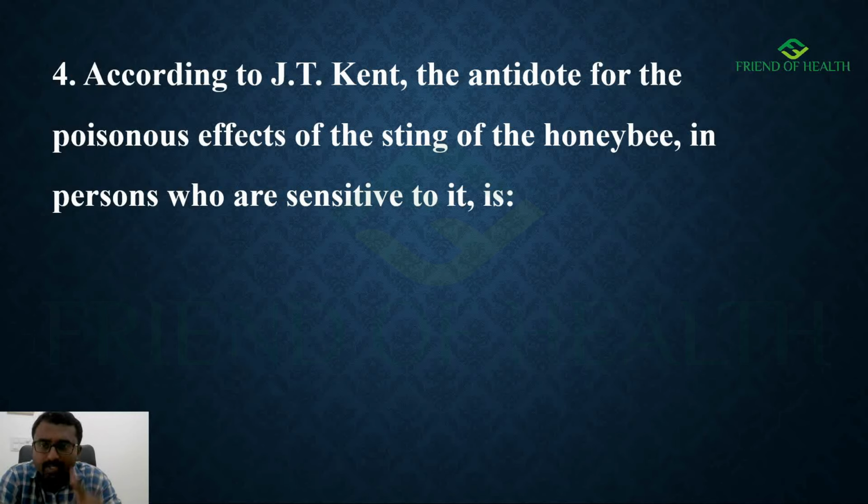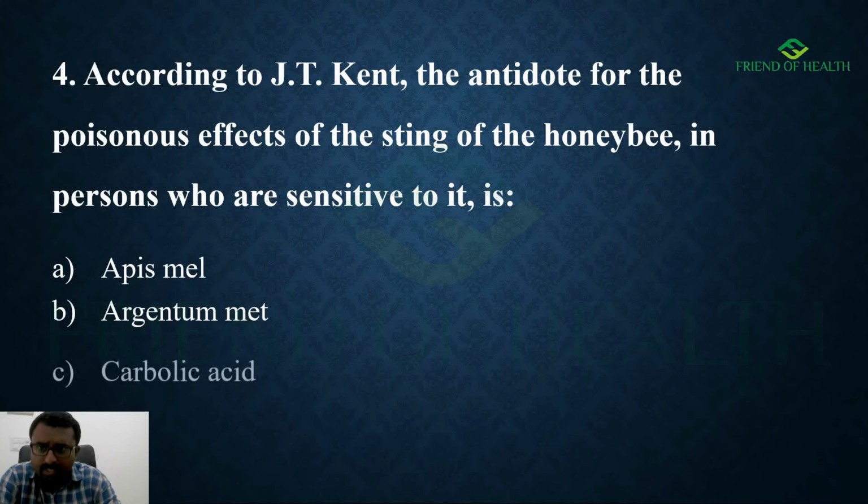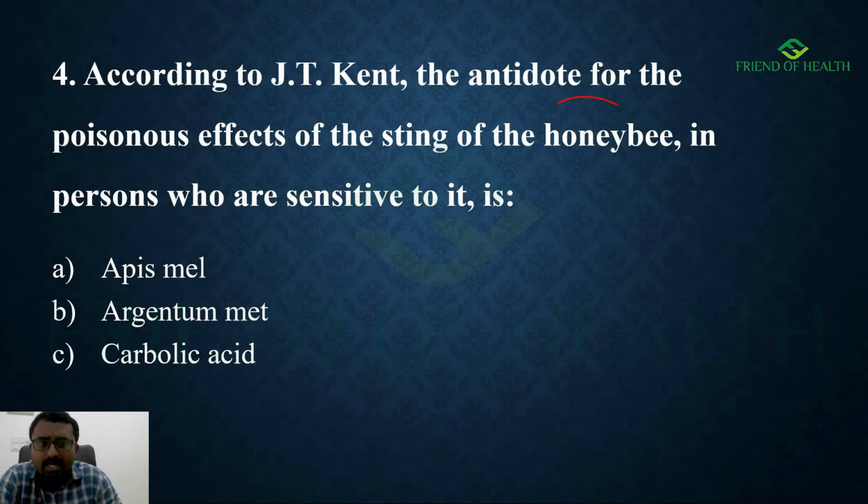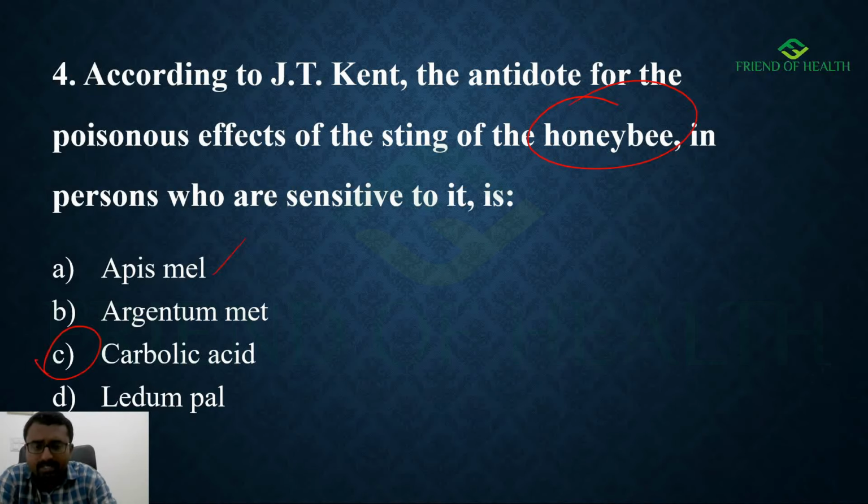But here, this question you can answer only by reading the Materia Medica of Kent. According to J.T. Kent, the antidote for the poisonous effects of the sting of honeybee in persons who are sensitive to it is. So, which is the medicine? We may think, okay, Apis mellifica is the answer, because we read this in Apis mellifica, something related to honeybee is there in the Apis mellifica Materia Medica. So the answer is carbolic acid. Answer is carbolic acid. Why?